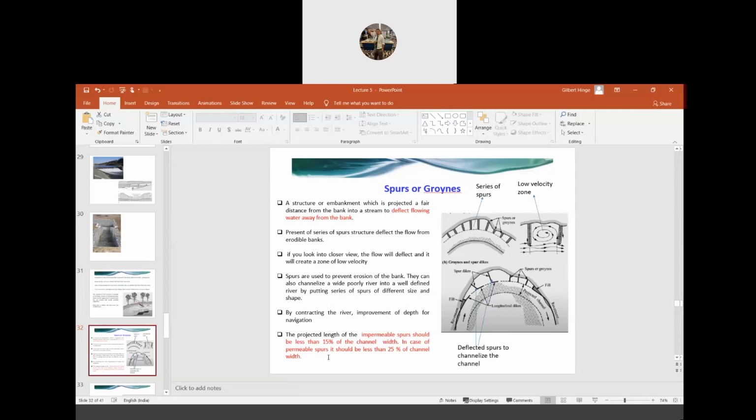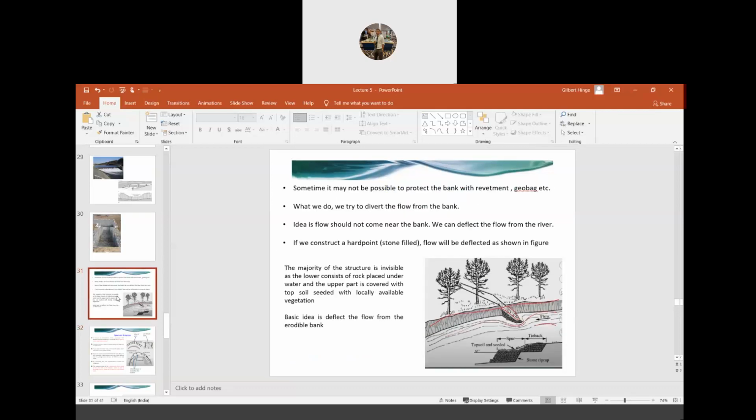Clear? Or should I repeat this part? Let me again tell you what is the function of spurs. Okay, let me again tell you why we use spurs, because this is very important.